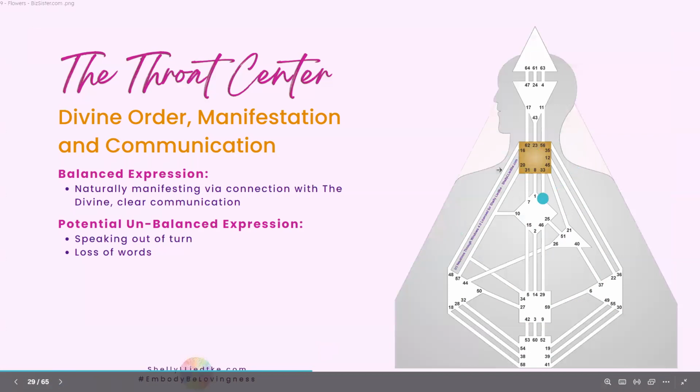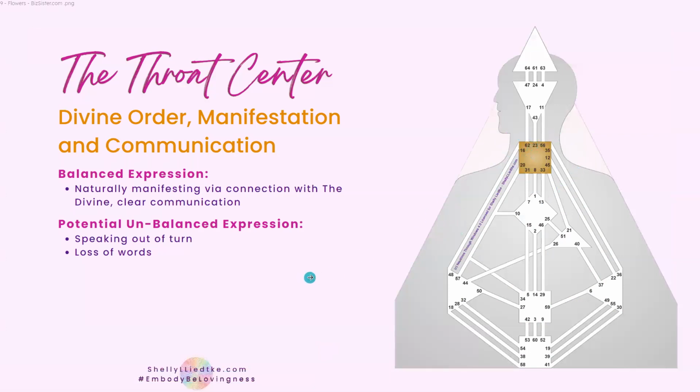Okay, the throat center is the next center down, the square on the body graph there at the throat. This energy is the energy of divine order, manifestation, and communication. When it's in its balanced expression, it will naturally manifest by a connection with the divine and clear communication, not only with themselves, but with source and with other people in their space. If it's not balanced, you may notice a tendency towards speaking out of turn or having a loss of words and not knowing how to express. That would create a challenge.